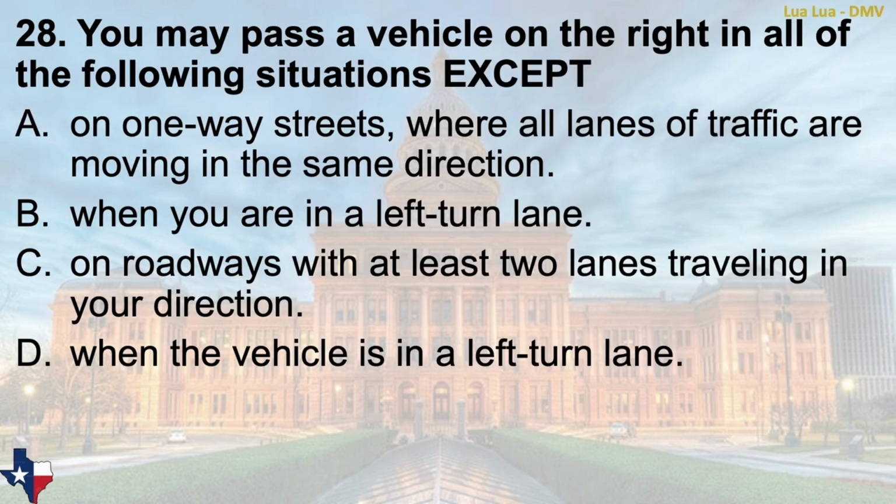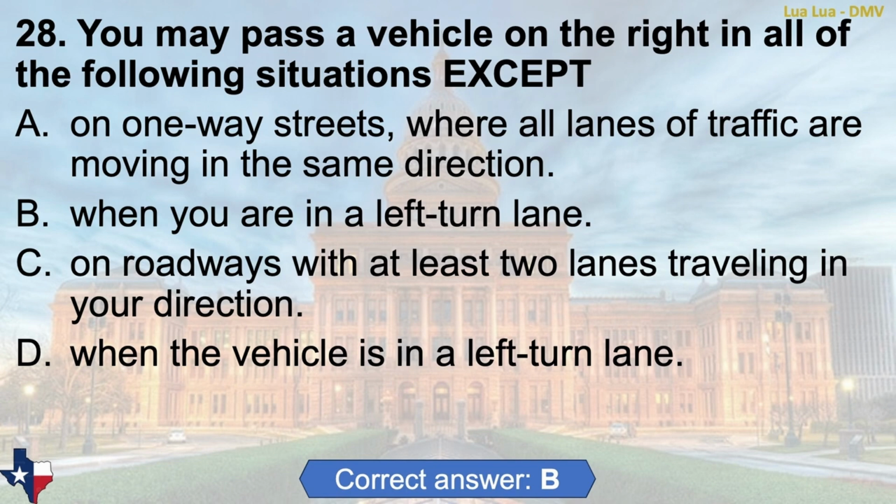Question 28. You may pass a vehicle on the right in all of the following situations except A. On one-way streets, where all lanes of traffic are moving in the same direction. B. When you are in a left turn lane. C. On roadways with at least 2 lanes traveling in your direction. D. When the vehicle is in a left turn lane. The correct answer is B. When you are in a left turn lane.